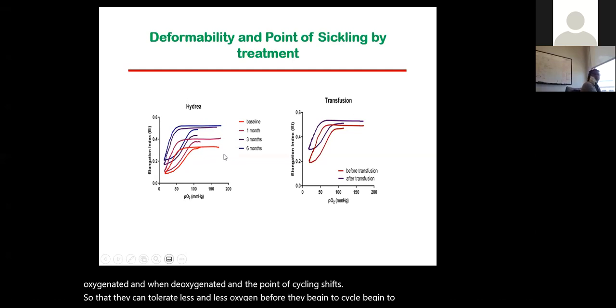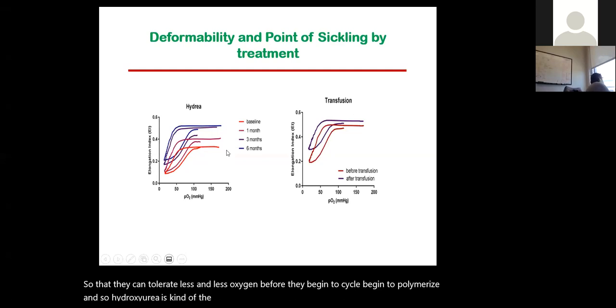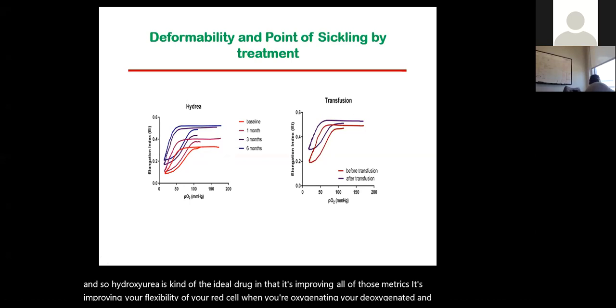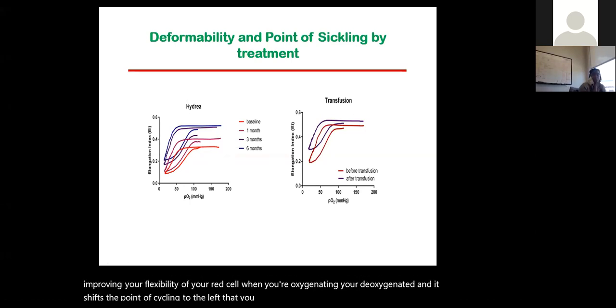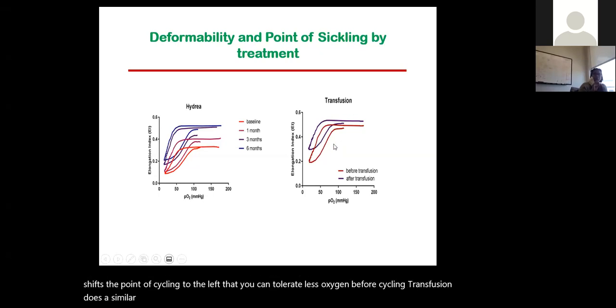And so hydroxyurea is kind of the ideal drug in that it's improving all of those metrics. It's improving the flexibility of your red cell when you're oxygenated, when you're deoxygenated, and it shifts the point of sickling to the left so that you can tolerate less oxygen before sickling. Transfusion does a similar thing. Of course, now you are a mixed population of donor and recipient.